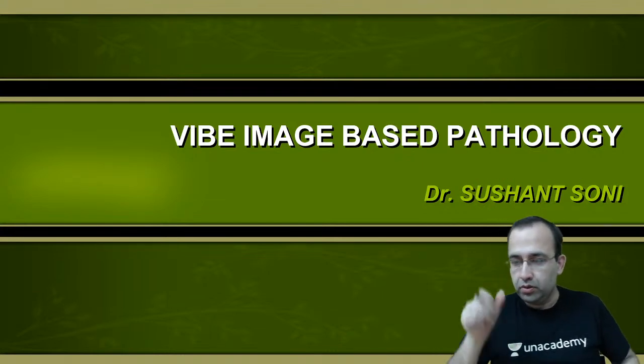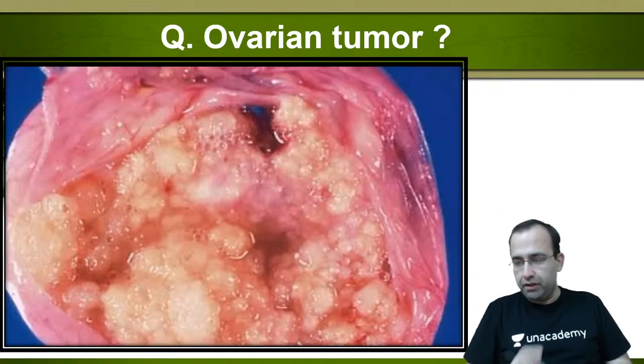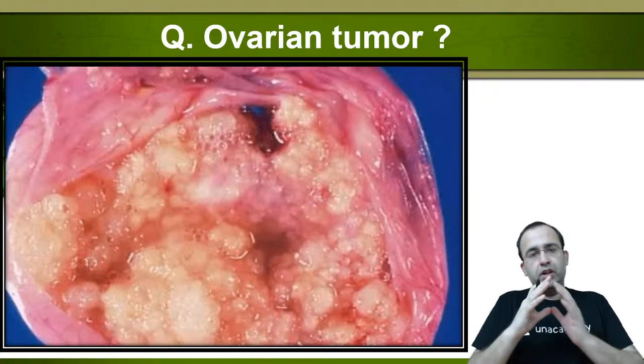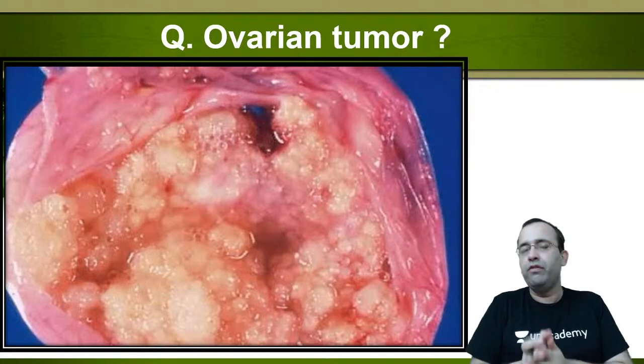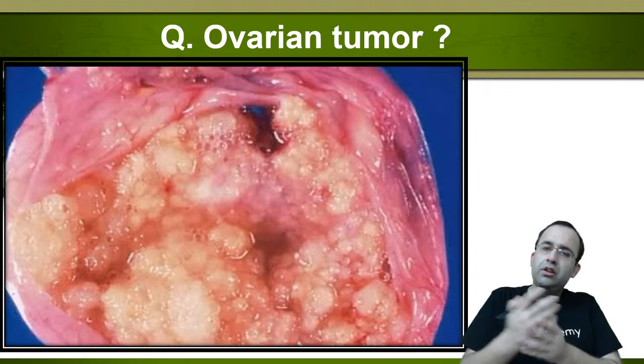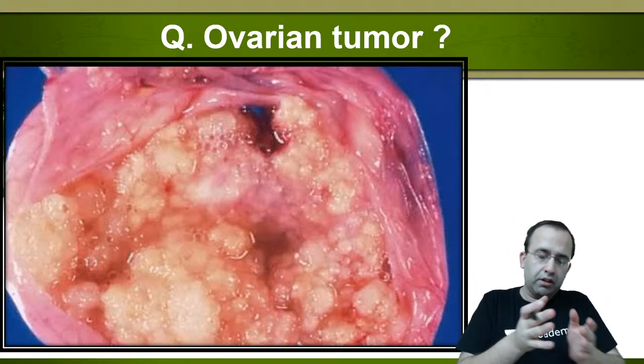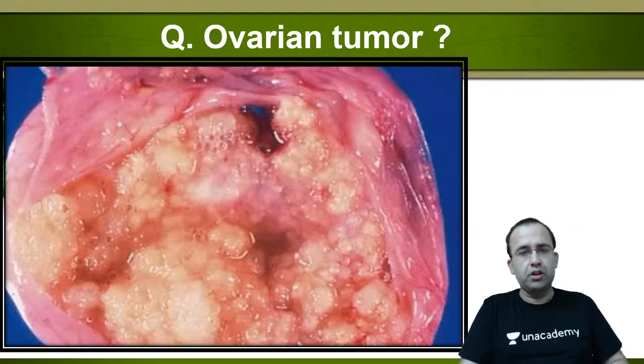Perfect. So starting with our first slide, let us have a look at the first tumor. It has been given to you that it is an ovarian tumor. Diagnosis. This is the actual session. This is how I will be taking the vibe session. We will be going at this speed so that we are able to cover more images in shortest time span.